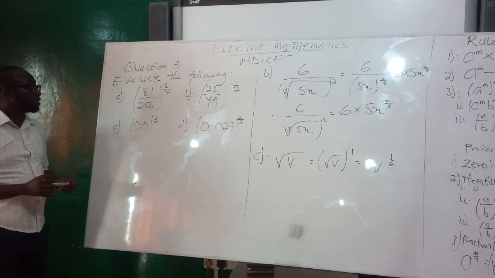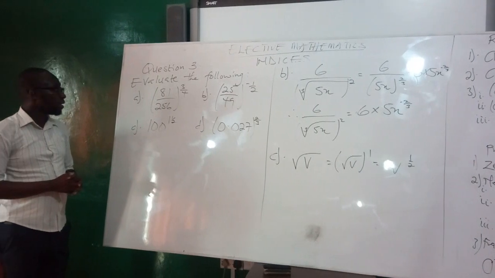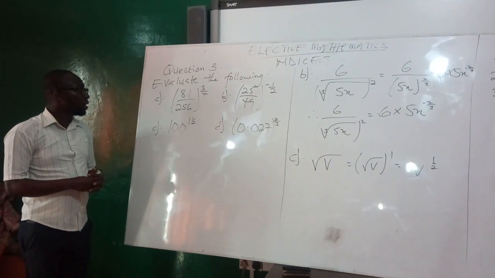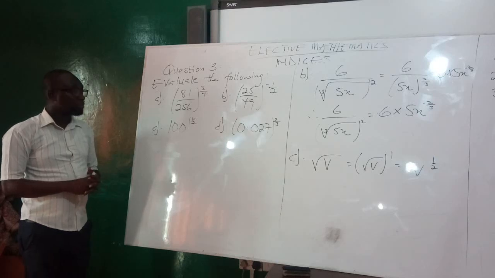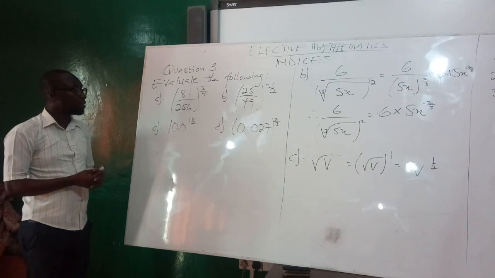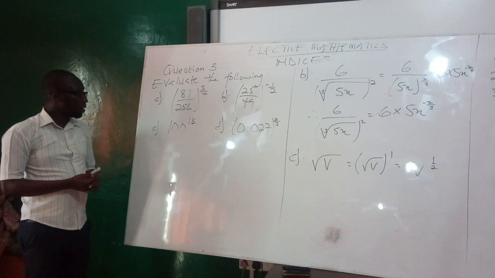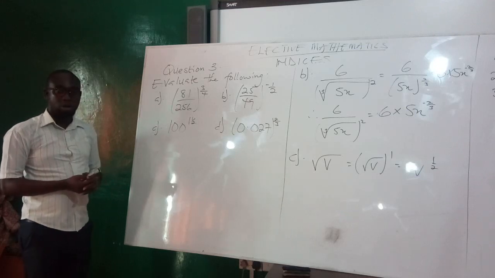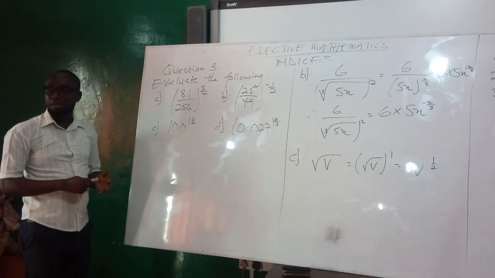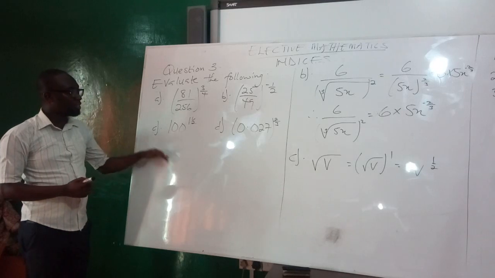Now there is question set 3. So we have to evaluate the following. A. 81 over 256 exponent 3 on 4. Then B. 25 over 49 exponent negative 1 on 2. Then C. 100 exponent 1 on 2. Then D. 0.027 exponent 2 on 3. Okay, so let's quickly go through these questions.